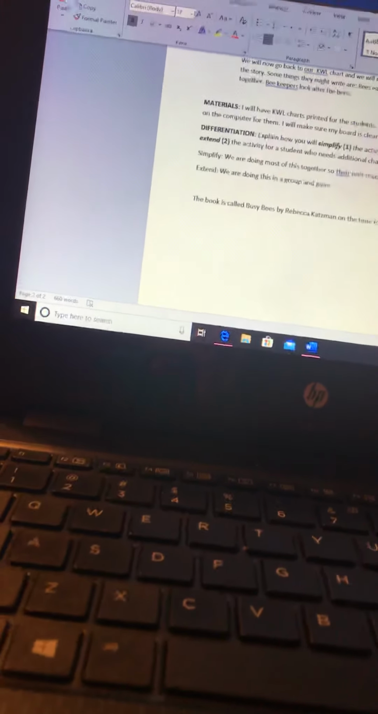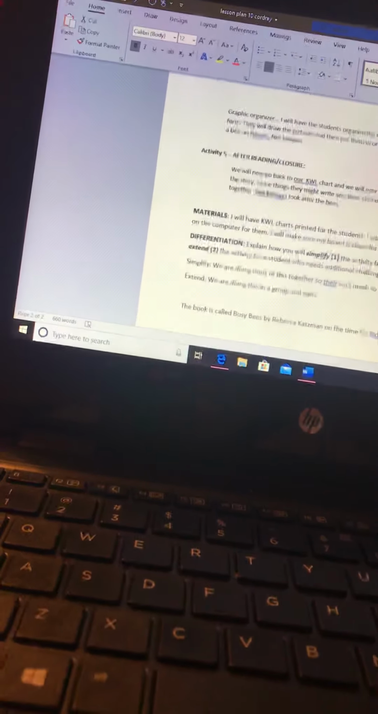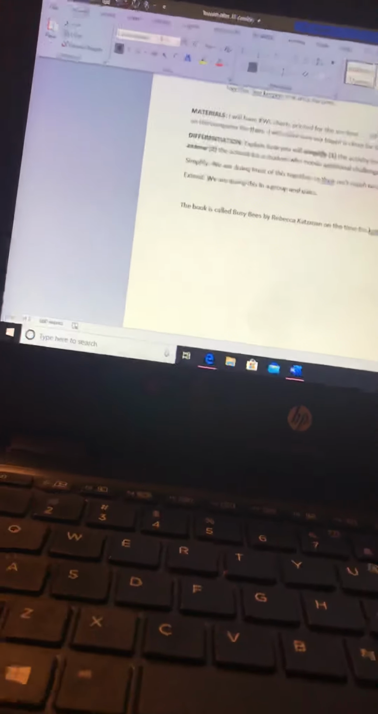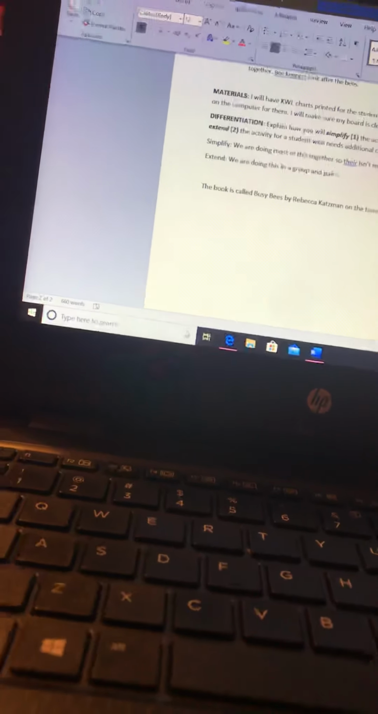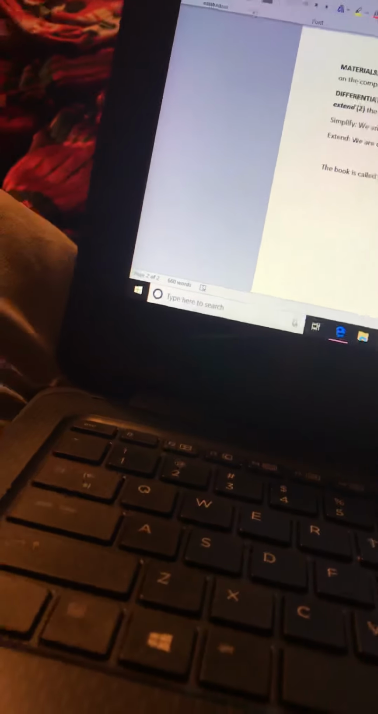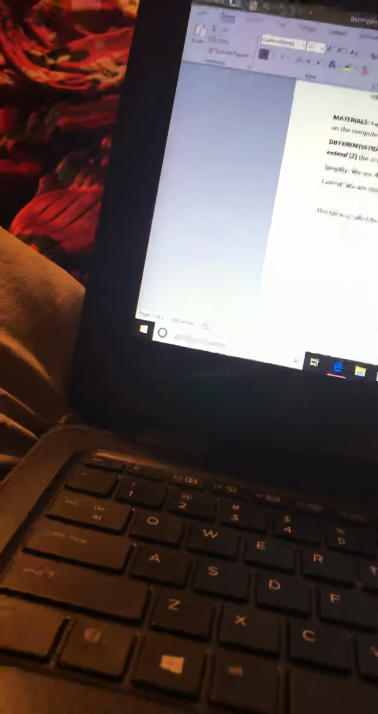I will also have little blocks for them to draw their things on for us to do the storyline, like the graphic organizer. And we'll make sure the board's clean for me to put their predictions on. I'll have the story pulled up on the computer, that sort of stuff. And there's really no way to simplify or extend this lesson, since we are doing it all together as a group and then some of it as a pair. So I think it is kind of to the point, and that's pretty much all we can do for that.